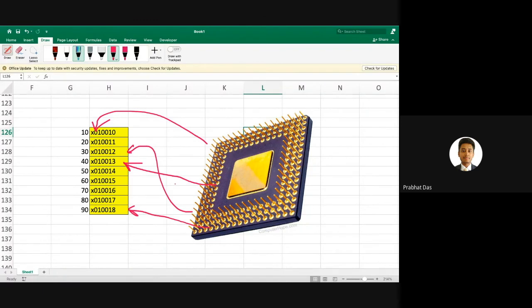It means it is able to randomly access the values. I asked the processor to access 10, and it was able to do it. I asked the processor to access 20, and it was able to do it. That's why we call this storage device random access memory, because it can randomly access the values.